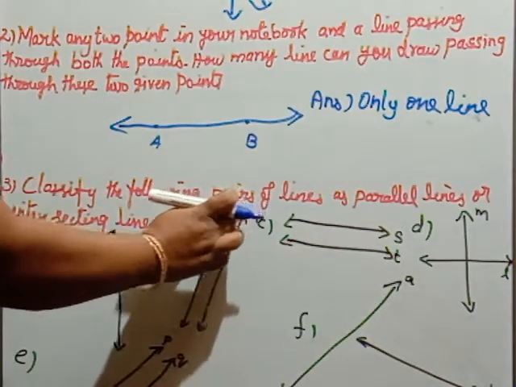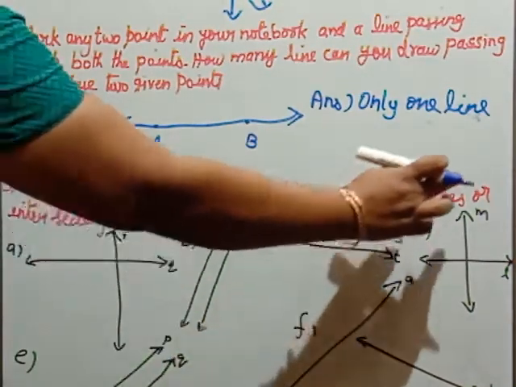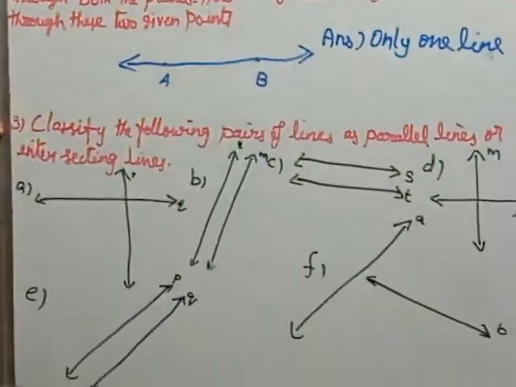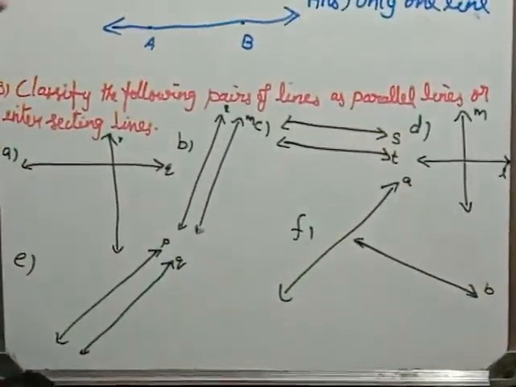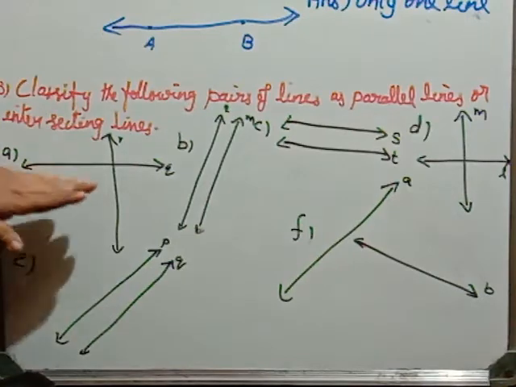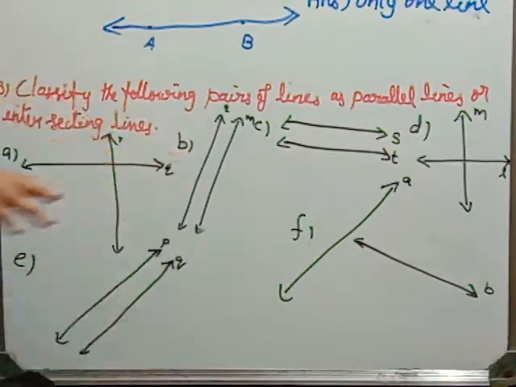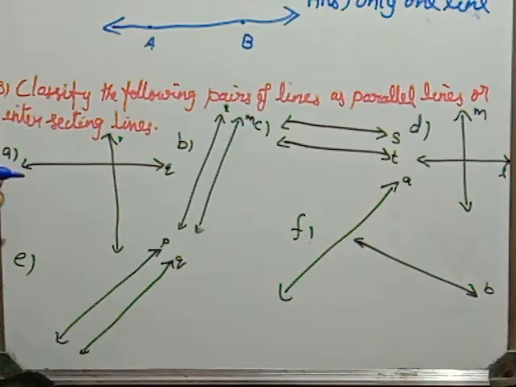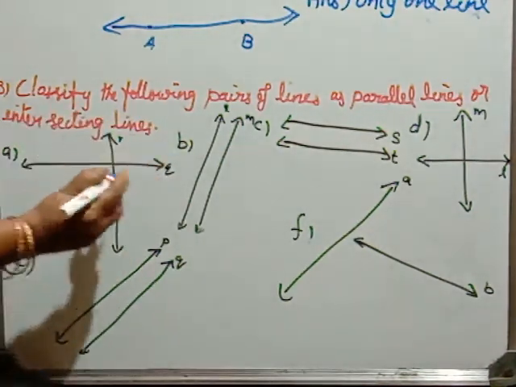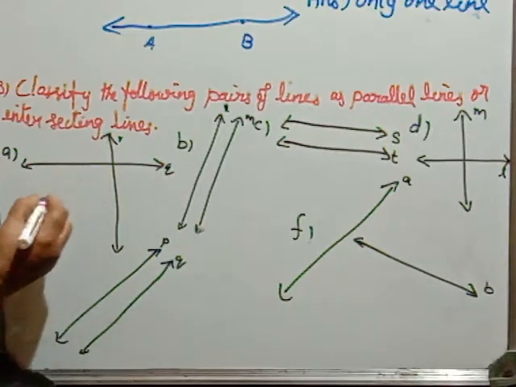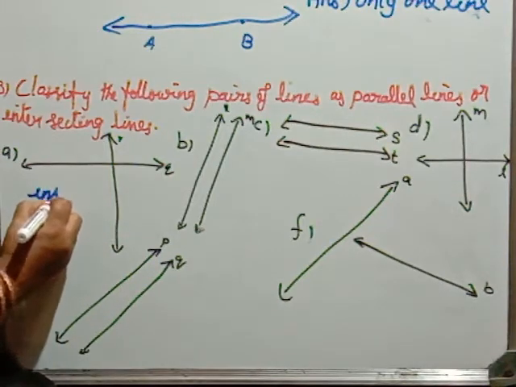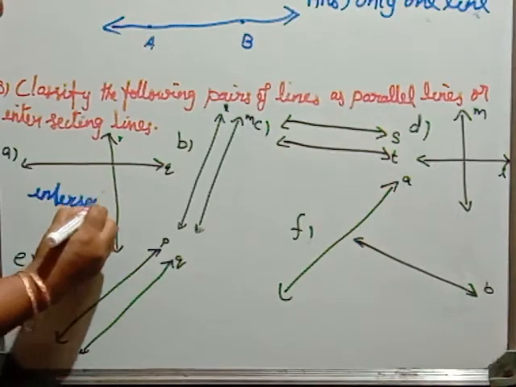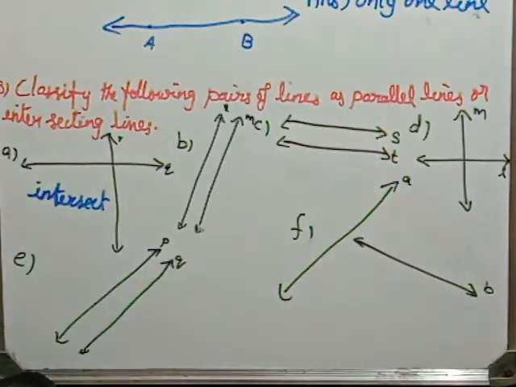Classify the following pairs of lines as parallel lines or intersecting lines. In the introduction part, I explained how lines intersect and what kind of lines are parallel. Now, see the first sum. These lines are cutting each other at one point. So, these lines are called intersecting.